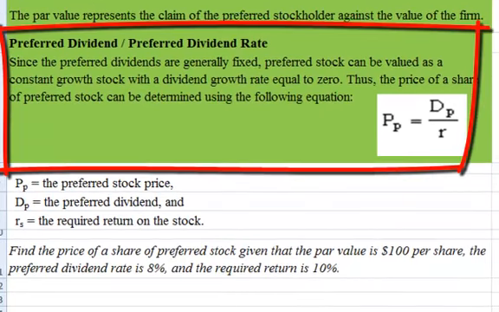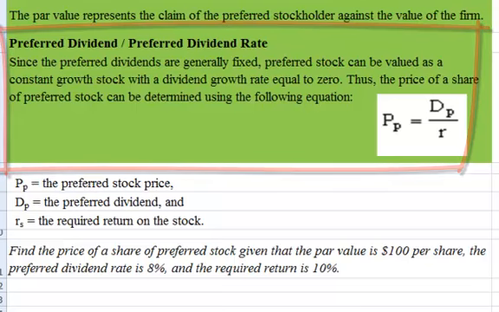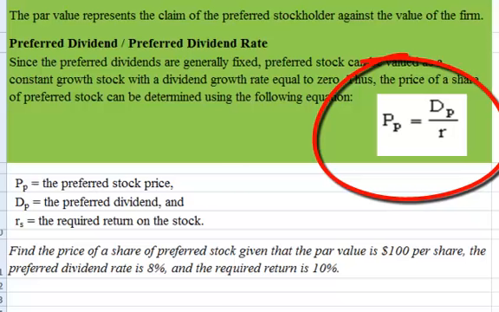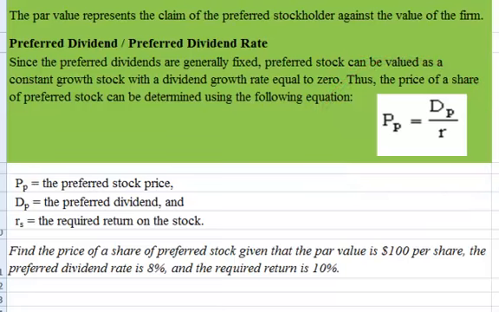Now, since the preferred dividends are generally fixed, preferred stock can be valued as a constant growth stock with a dividend growth rate equal to 0. Thus, the price of a share of preferred stock can be determined using the following equation, which states that the par value of the preferred equals the dividend of the preferred divided by R, or the required rate of return on this particular asset.